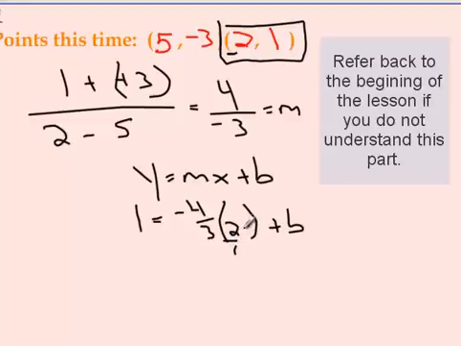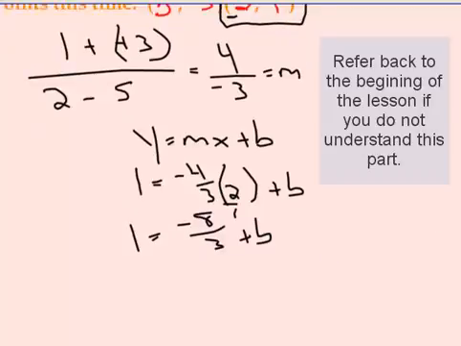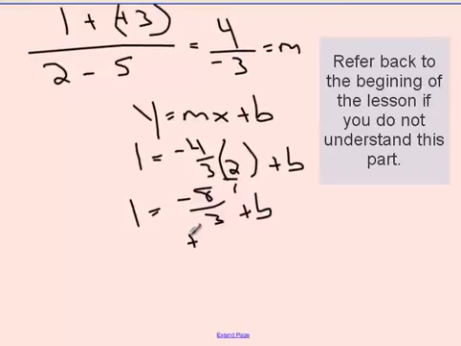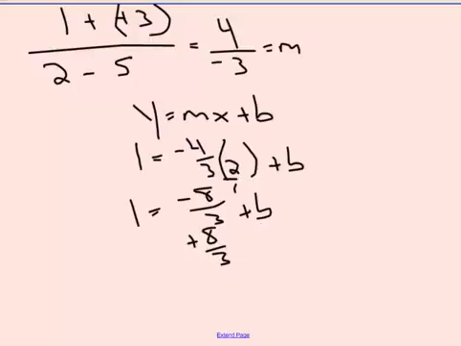Alright, so remember when we multiply fractions, we're going to multiply straight across. So I have 1 equals negative 8 over 3 plus b. This is a negative number, so I need to add it to get it to the other side. So let's go ahead and add that thing over. So add 8/3 to both sides, plus b, to clean that up. Alright, and the other thing that I'm going to do is add 8/3.